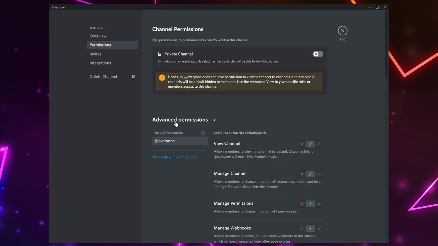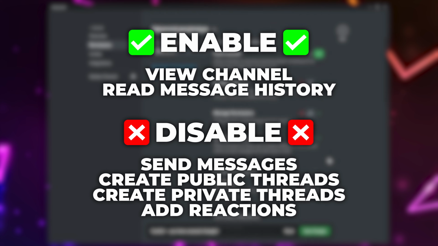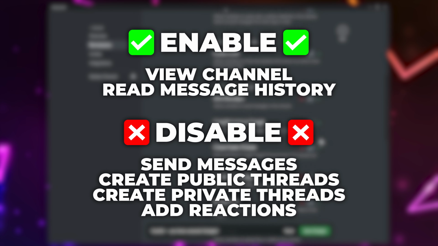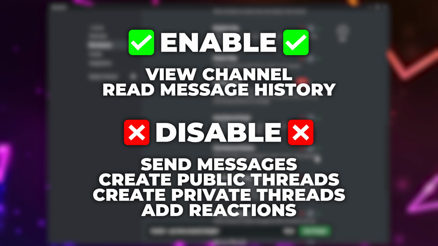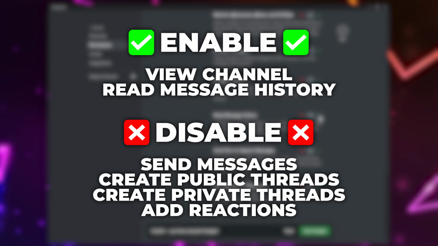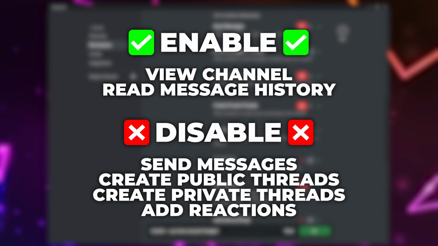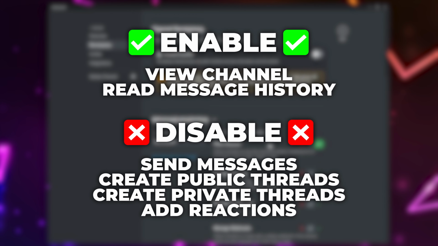Expand the advanced permissions. With the Everyone role selected, enable the View Channel and Read Message History permission. Disable the Send Messages, Create Public Threads, Create Private Threads, and Add Reactions permissions. Alternatively, just disable all of the other permissions. Save changes. If this channel is going to have reaction roles, then you will need to adjust bot permissions.